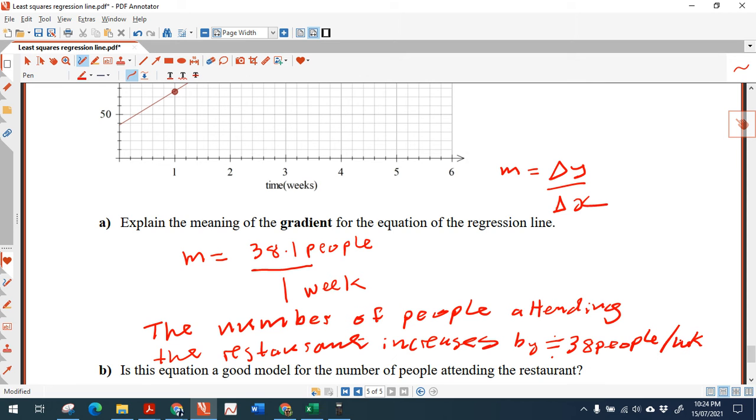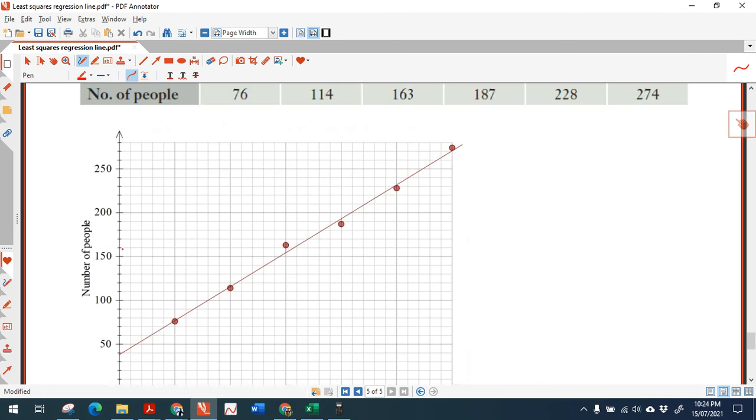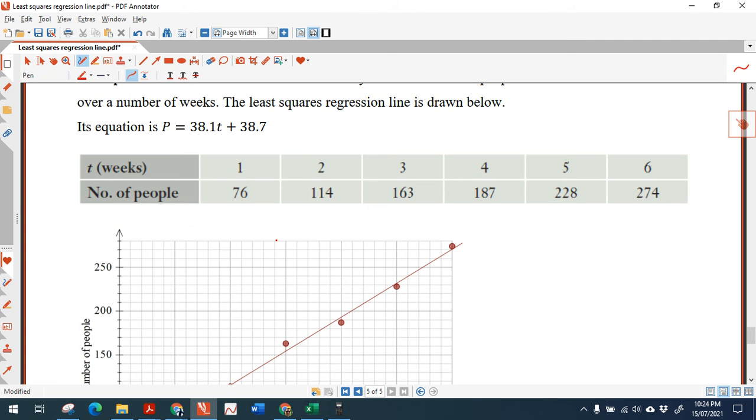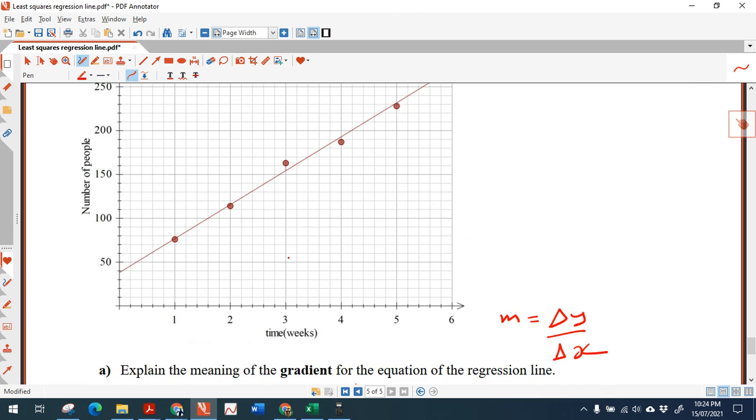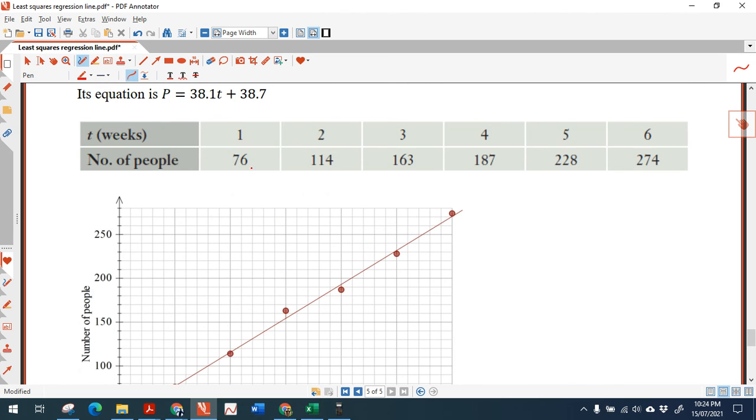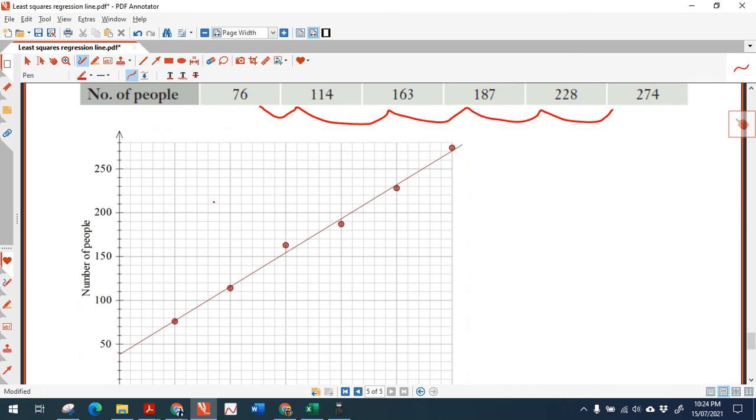Okay, so if you look at the data, we start off with 76 after 1 week, and then, well, I guess it's not exactly 38 every time, but close enough. So you're getting about 38 people going from week to week. So the increase is 38 people, starting off with 76 after 1 week.